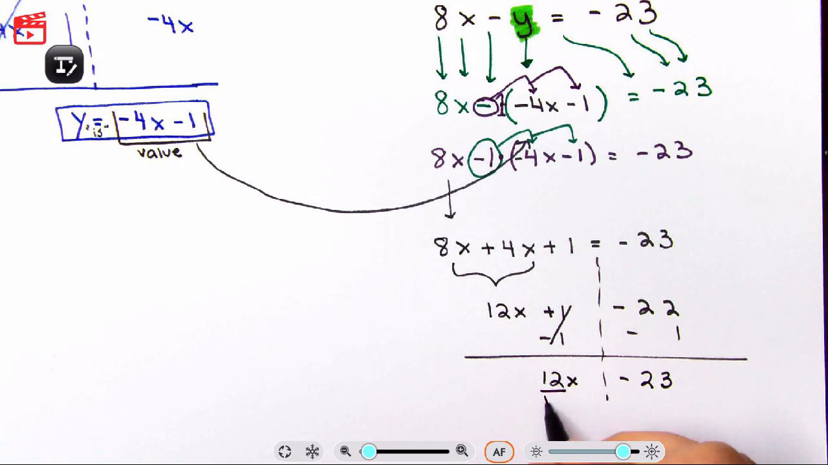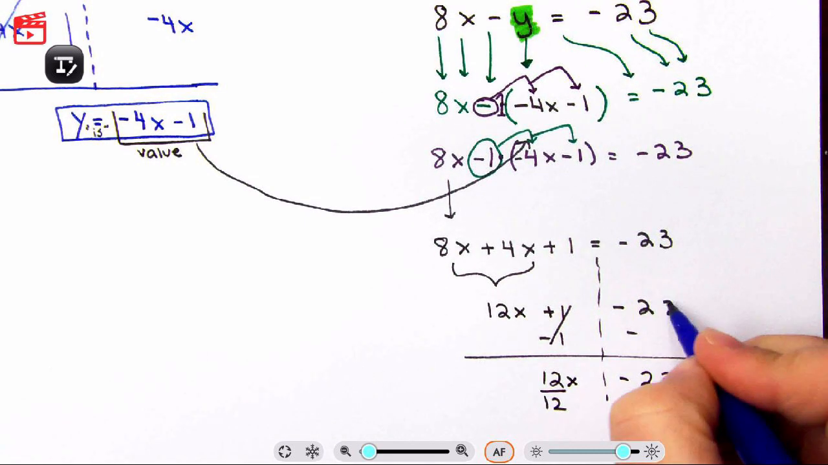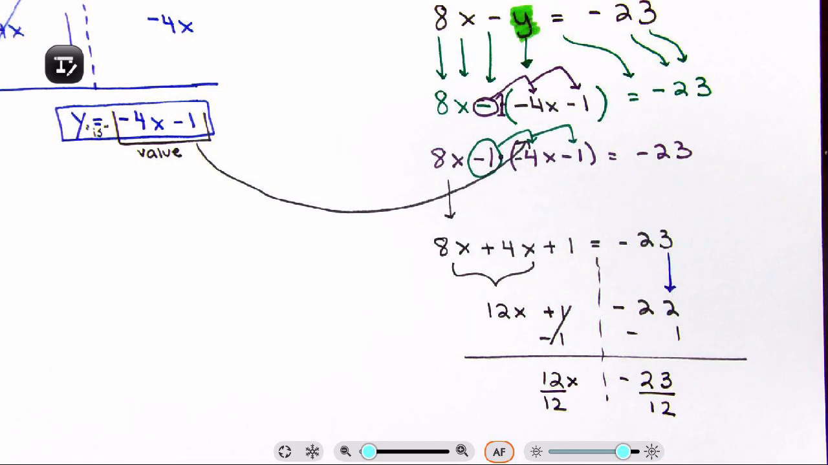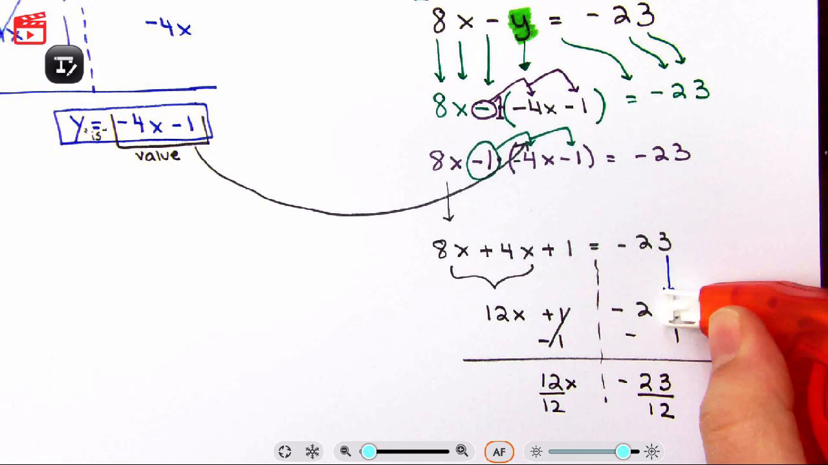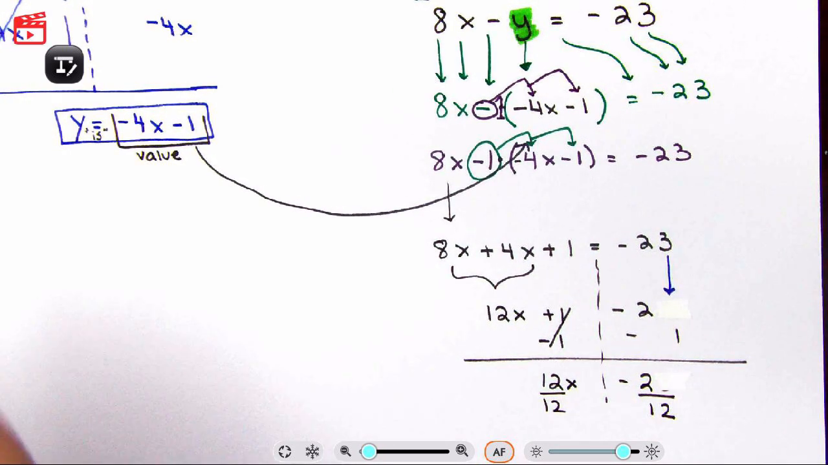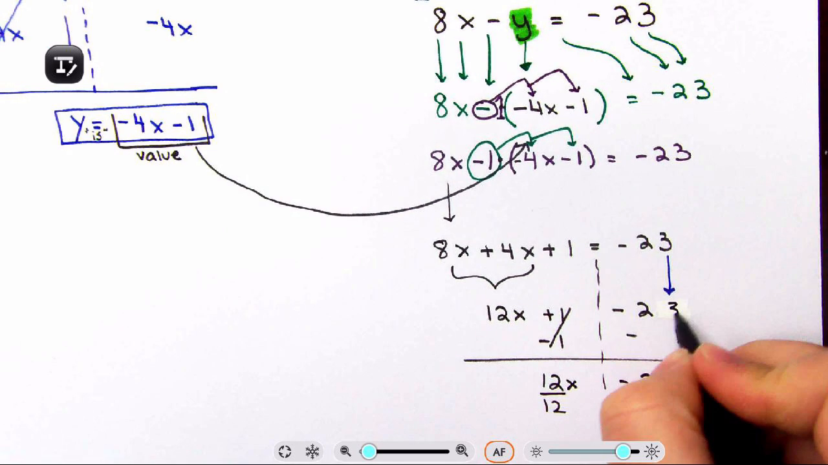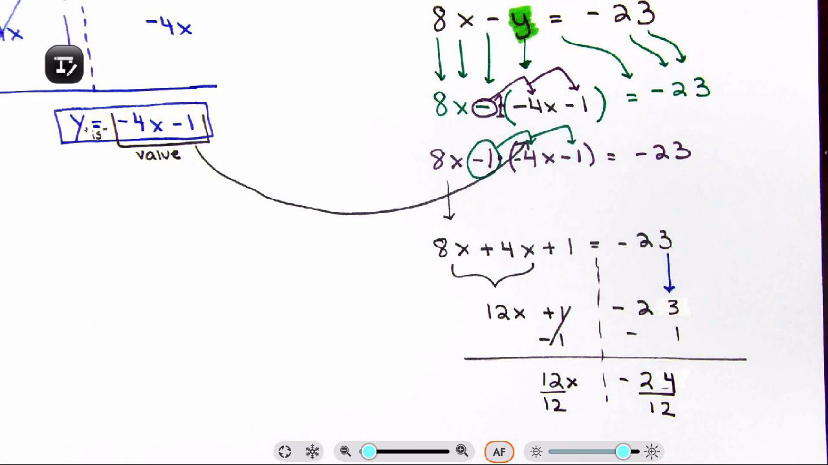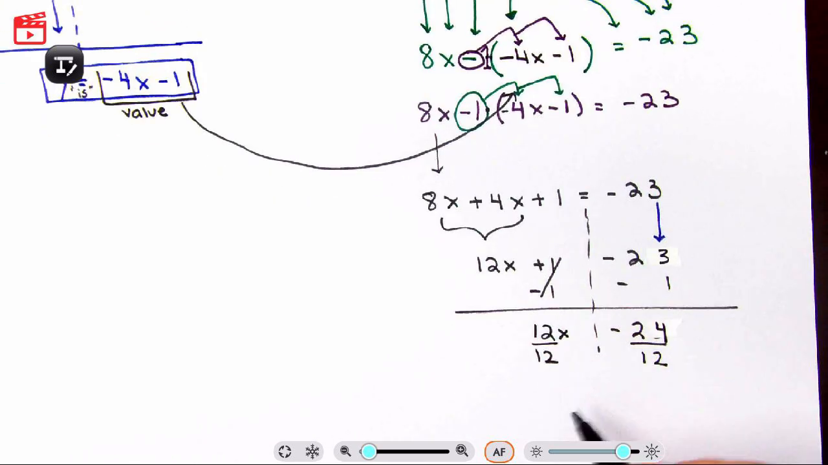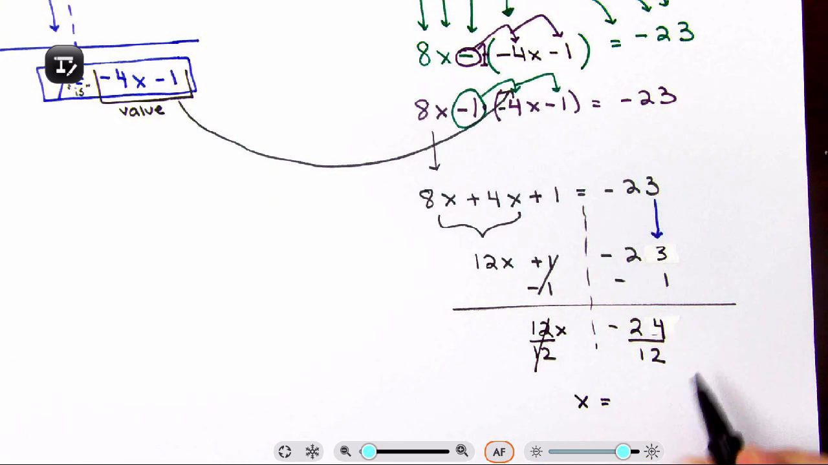All right, divide by 12, divide by 12. Oh, do you guys see that mistake that I did? I'm like, something's not right. This should be 23, and when I rewrote it, I changed it to a 22. That's incorrect. So let's change it back to a 23. That should be a 23, which would give me a 24 here, because -23 minus 1 is a -24, which is much better, because I know that this is going to be a -2 when I divide.